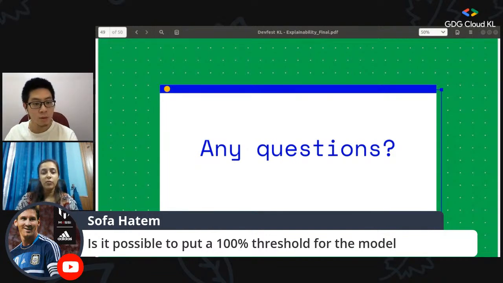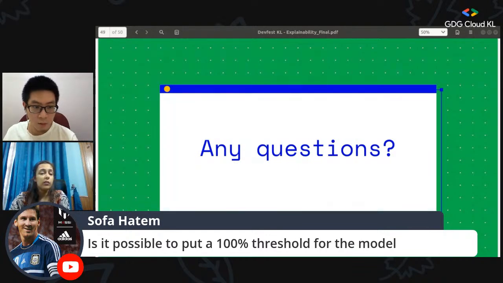It is possible to put a 100% threshold for the model, but you'll probably not get results for that, because this usually only happens in rare cases, so you do not really get 100% for a class, right? You do not really get 100% confidence for a class unless your model hasn't learned much and it's completely biased towards a class, like 100% biased towards a class. You wouldn't really be getting 100% confidence for a class output.